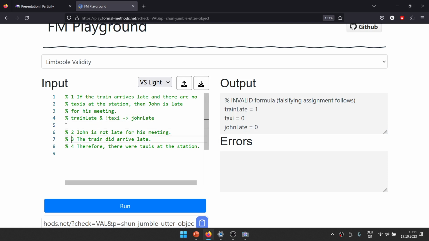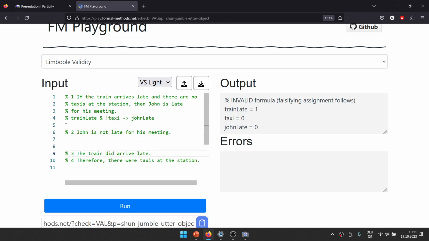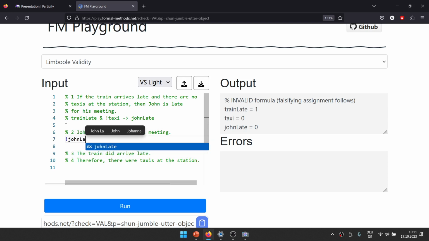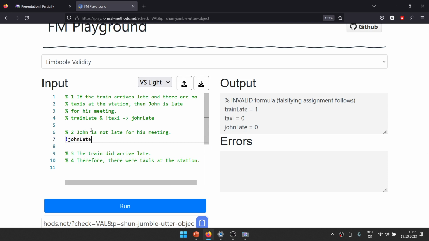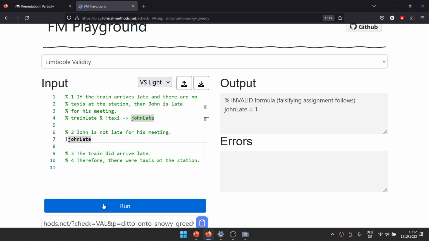Now we should use the same variables for the second sentence. How do I say that John is not late for his meeting? Not John late. Great. Now we can check validity again. A falsifying assignment would be if John is late. Of course, that's again a contradiction, so that matches with our intuition.